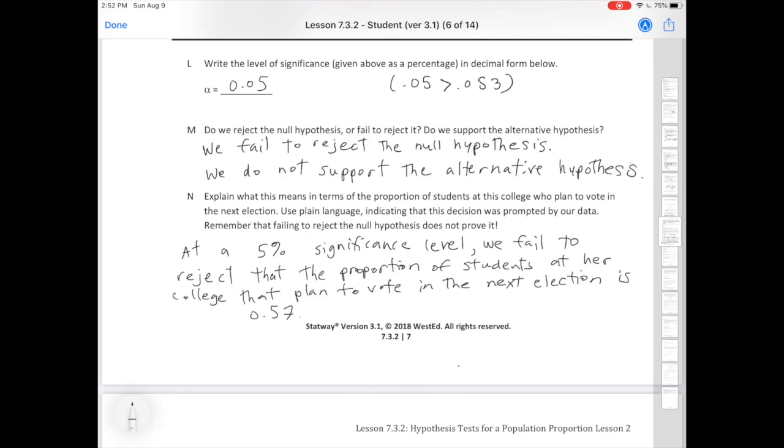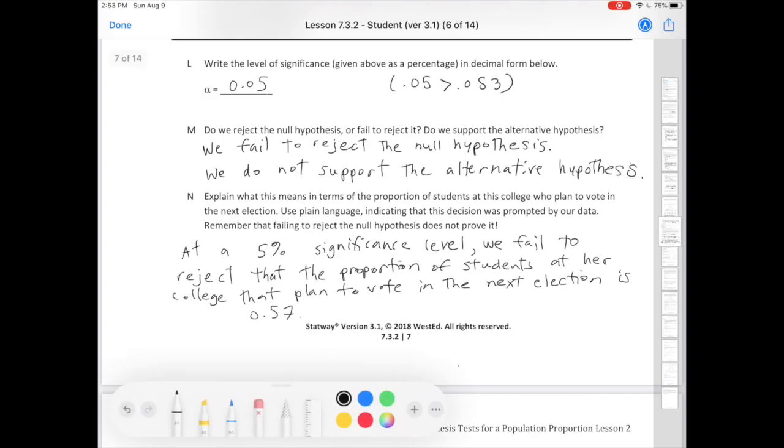So, in other words, the evidence is not strong enough to support her claim that people at her school are less likely to vote in the next election. Okay, the evidence just wasn't strong enough. I should say, though, that it was close, right? I mean, 0.05 is larger than... Sorry, you know what?